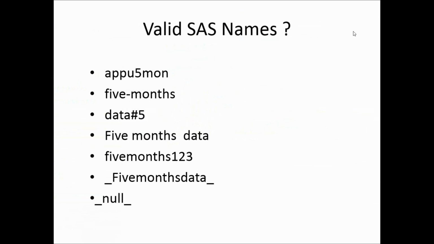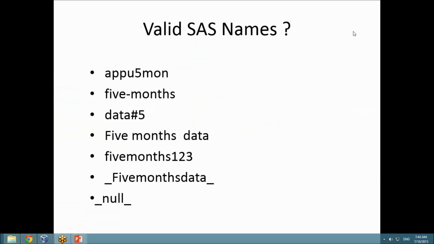Deepti, what is the valid name in this? The first one, Apu Faiman. Is it a valid name? Just give me 2 reasons why it is valid. Because it starts with a character value, and the number is in between the up and mon. That is fine. Starting with a numeric will give you a problem, but if you put a number between the characters, that is fine. It will not give any errors.